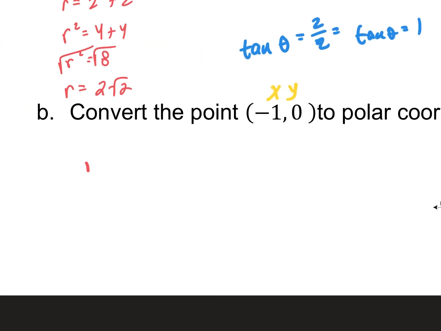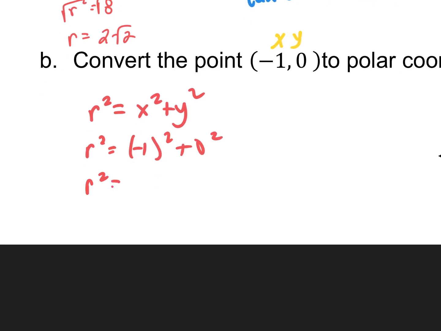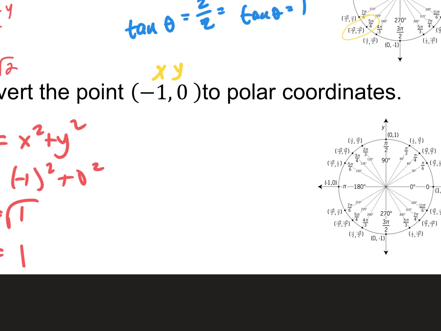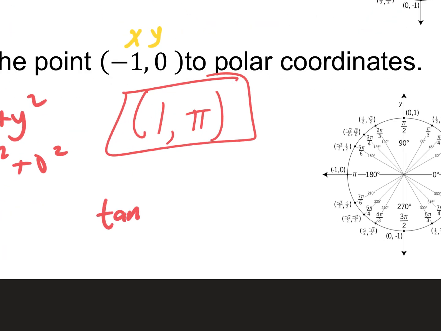Let's look at r. Let's find r first. So r squared equals x squared plus y squared, right? So r squared equals negative 1 squared plus 0 squared. So r squared equals 1. So I take the square root. So what does r equal? Square root of 1, which is 1. So your r value is 1. What angle are we talking about? You guys already know. What angle did you tell me it was? Pi. Now, if you didn't see that, if you're like, oh, I didn't see that negative 1, 0 is right, I can see it on the unit circle, that's fine. Take your x and your y. So tangent of theta is 0 over negative 1.